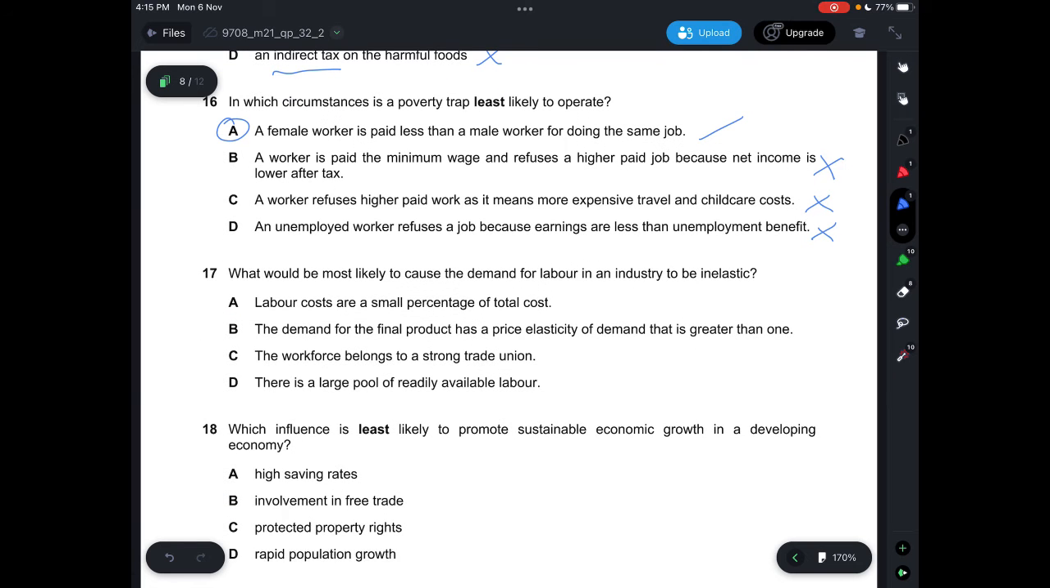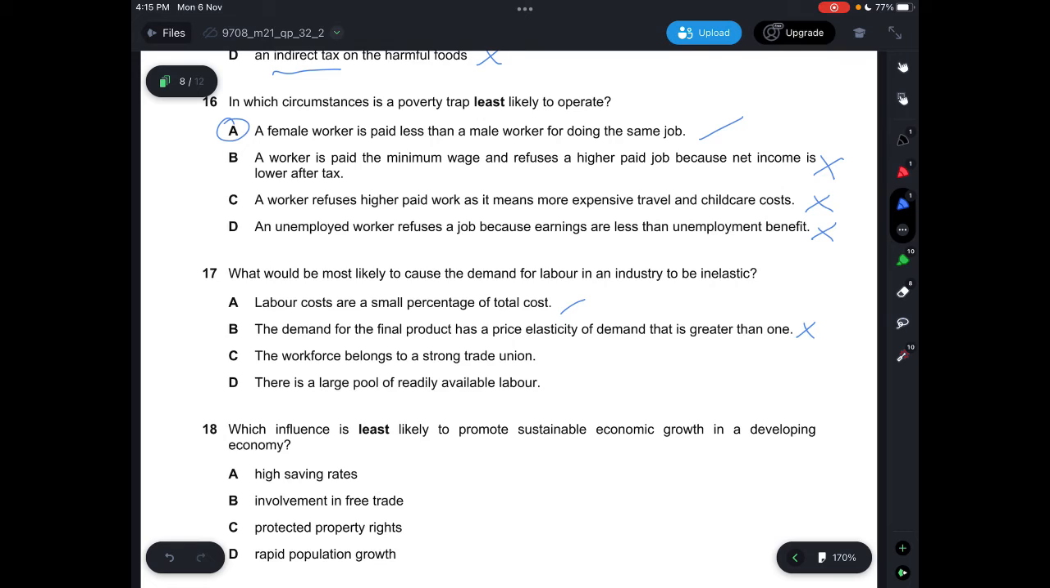Question 17. Which would be most likely to cause the demand for labor in an industry to be inelastic? If you look at A, it says labor costs are a small percentage of total cost. This one is correct. B says the demand for the final product has a price elasticity of demand that is greater than 1. This one is incorrect because demand for labor is a derived demand. So if your demand for the final product is inelastic, your demand for labor will also be inelastic. It's based on the demand for that product itself.